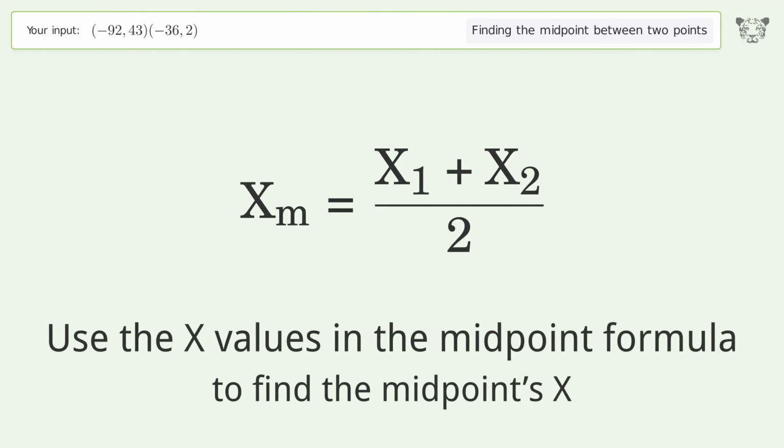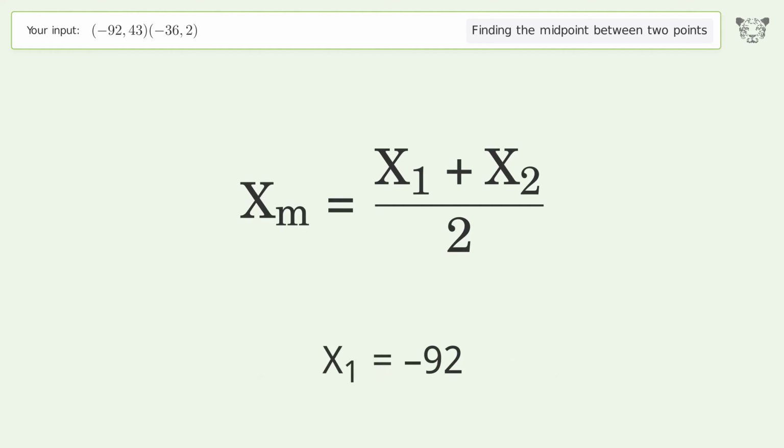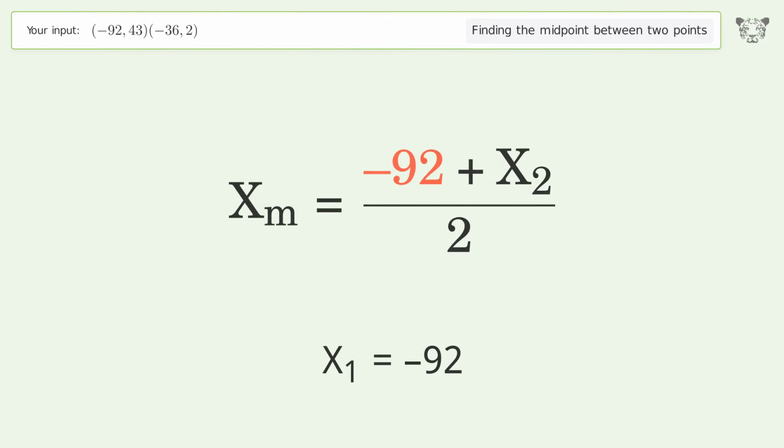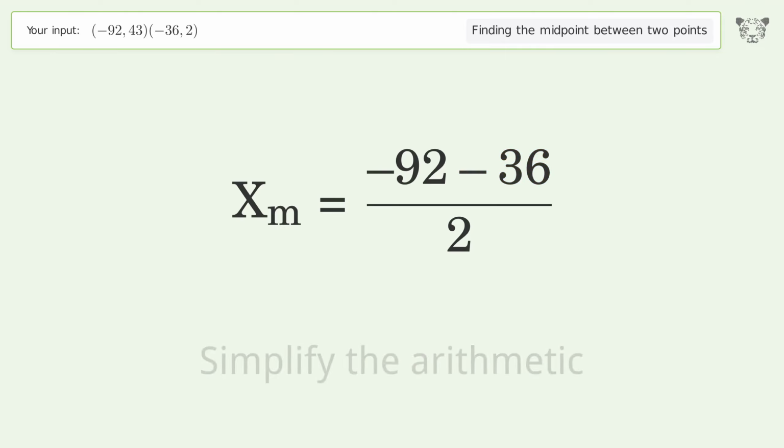Use the x values in the midpoint formula to find the midpoint's x. x1 equals negative 92. x2 equals negative 36. Simplify the arithmetic.